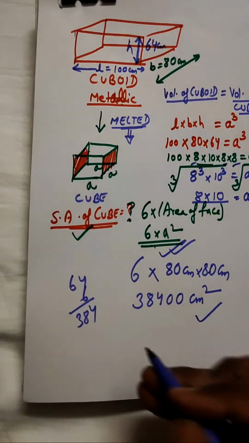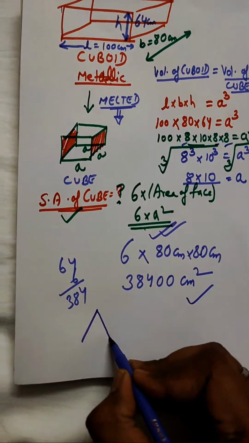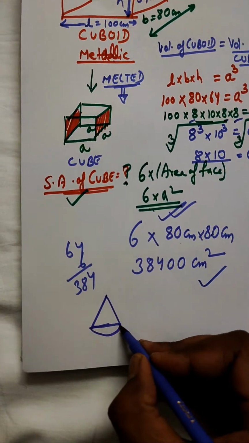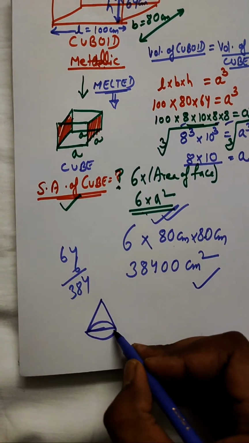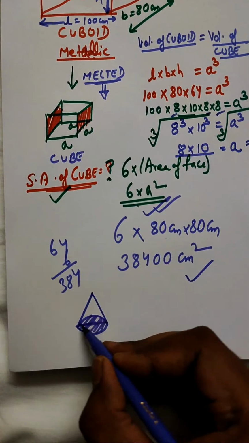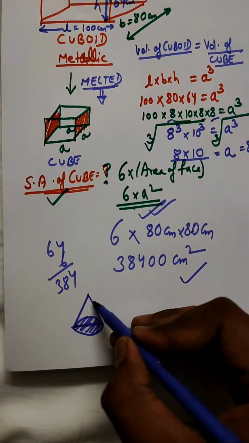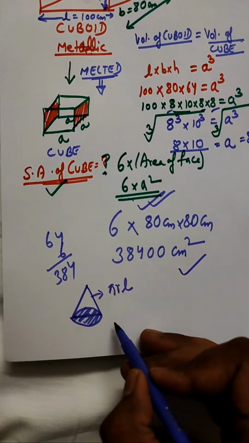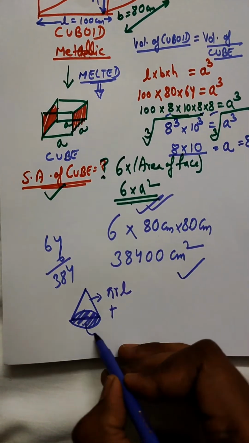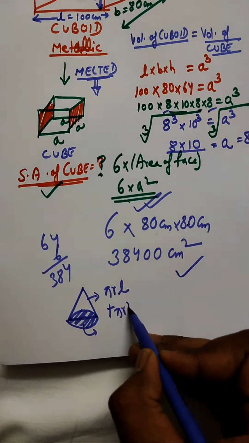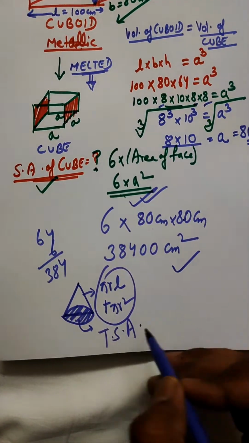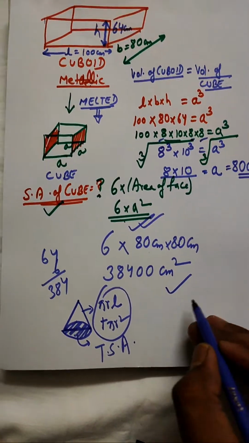Suppose we are having a cone, this one. This is having a base as a circle, right? So we know the lateral surface area of a cone is pi r L, and if we add pi r square of the base, this will be equal to total surface area.